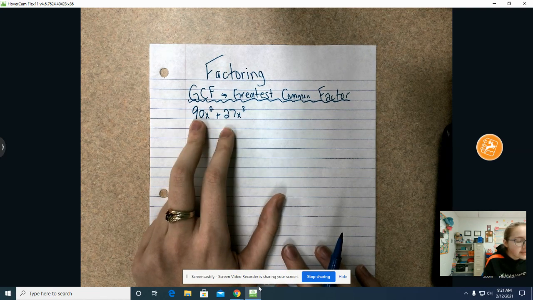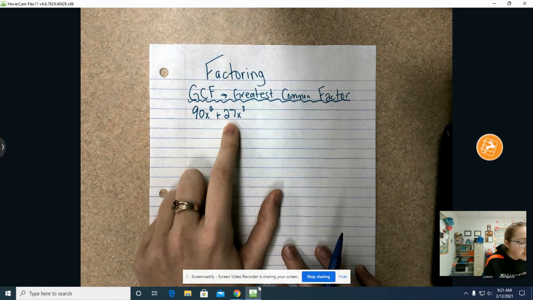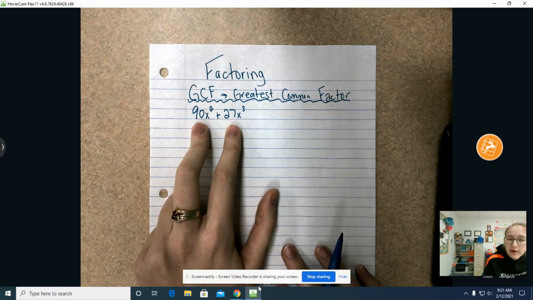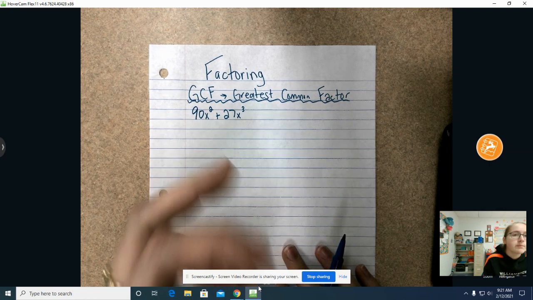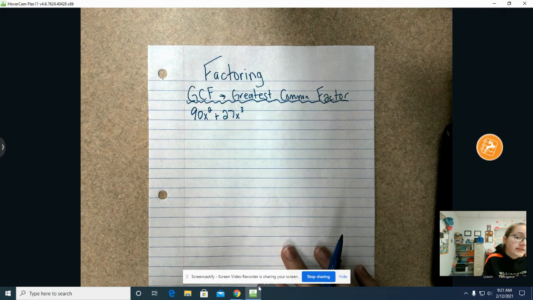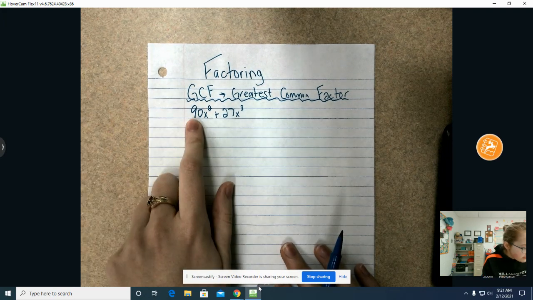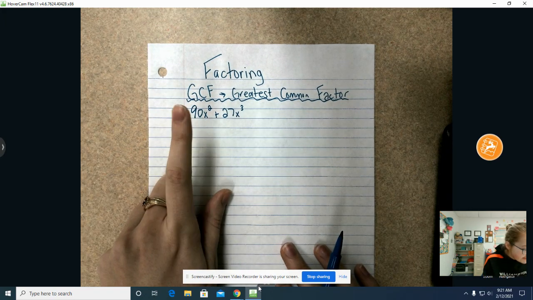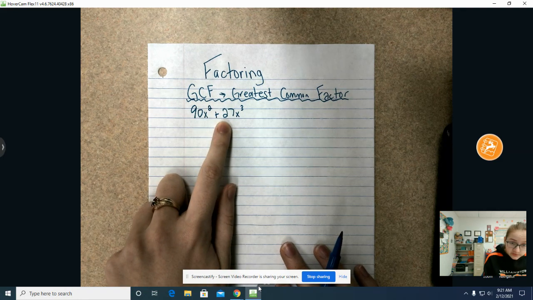So 90, we're going to have 3 and 30. So 3 works for this one, but I don't really think it's the biggest, or we could always try it and we'd be able to see if we were able to pull more stuff out if it was the greatest common factor. We have 9 and 10. That works for this one, and 9 times 3 is 27.